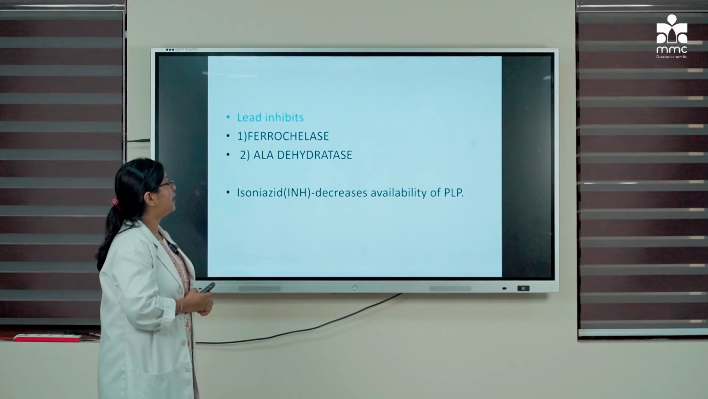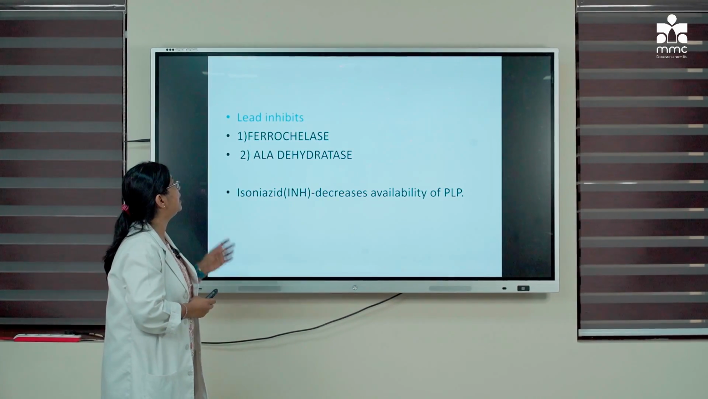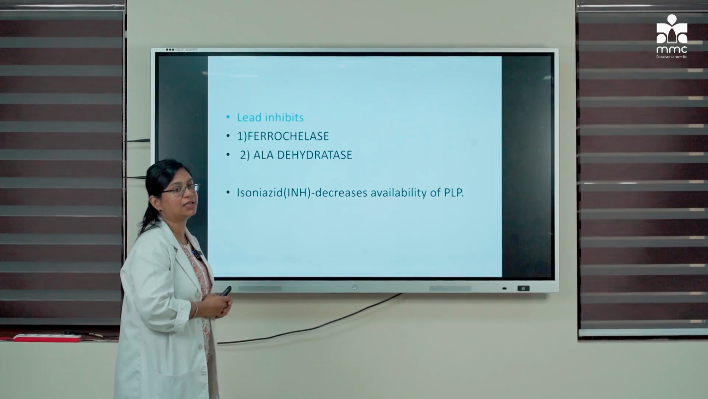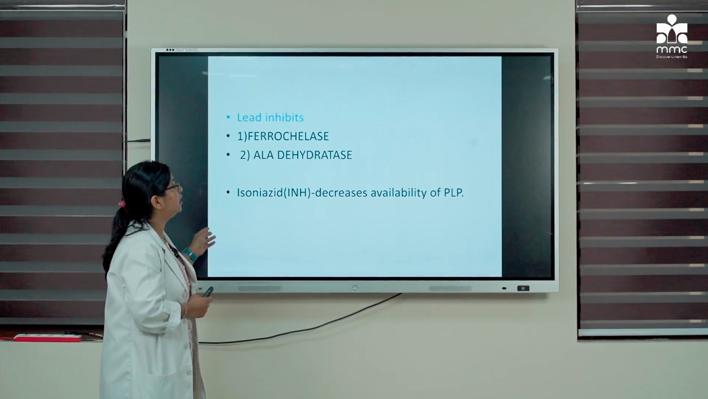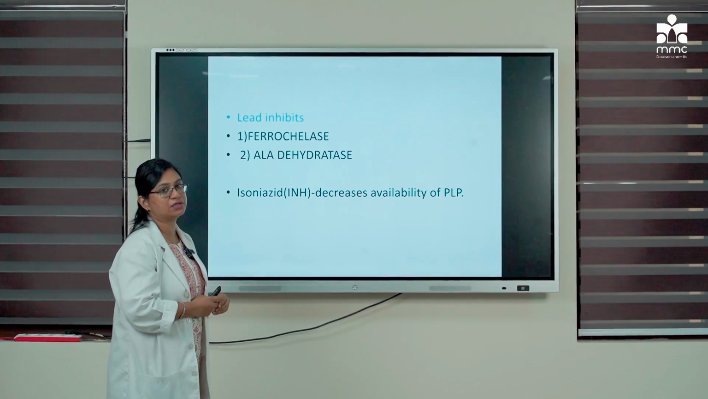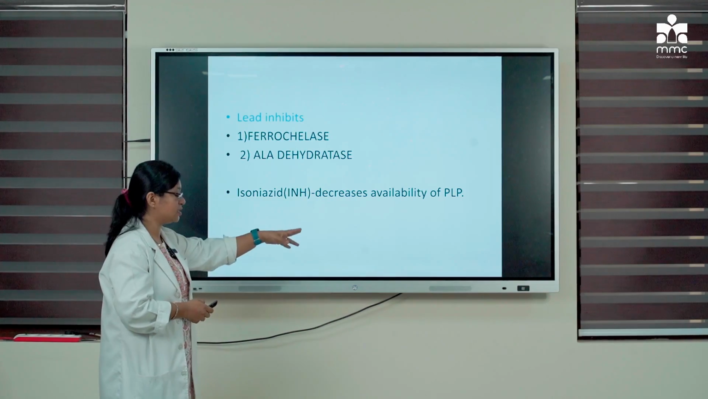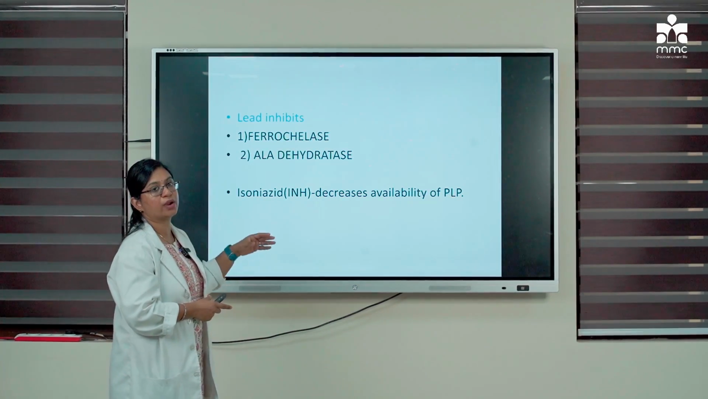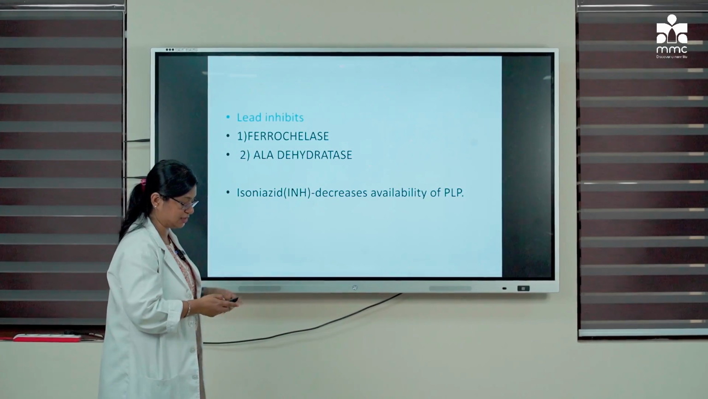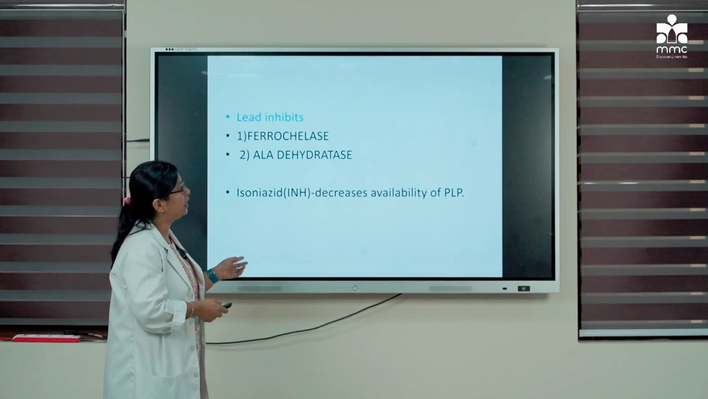Coming to certain small regulatory methods, lead inhibits the second and the last step, that is aldehydatase and ferrochelatase. Then isoniazid is a drug used in the treatment of tuberculosis that reduces the availability of PLP. PLP is pyridoxal phosphate, which is the coenzyme of the first step, that is ALA synthase. So with that we have come to the end of the topic.